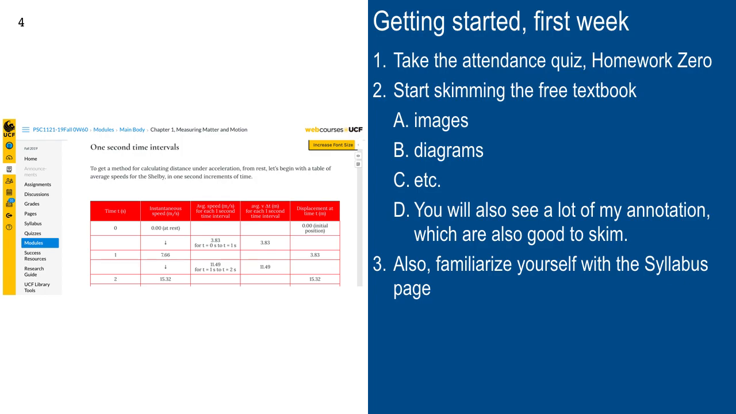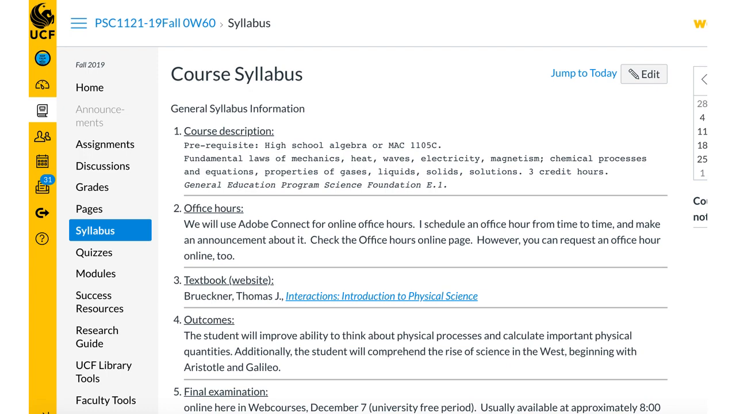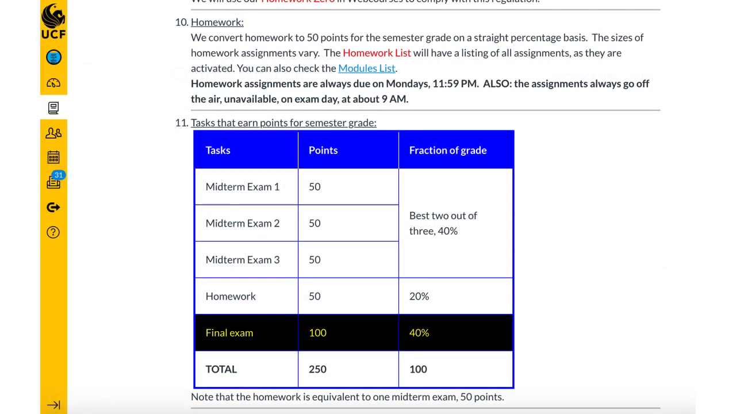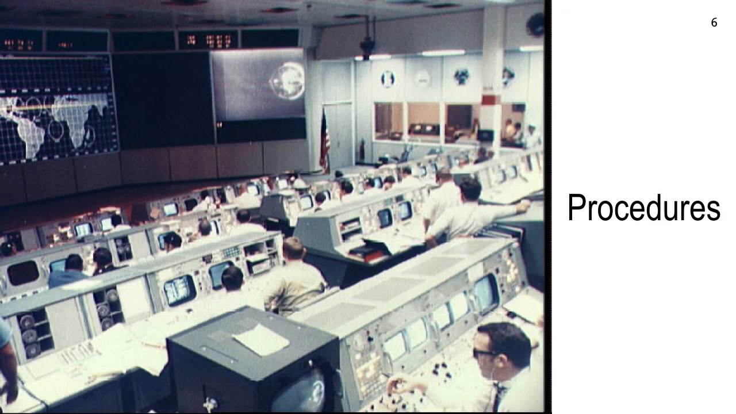Familiarize yourself with the syllabus page as well. Here's what it looks like. And it just has general syllabus type information. For instance, here's the different points that you can get for the semester. And we're going to go over some of that right now. So let's take a look at procedures.